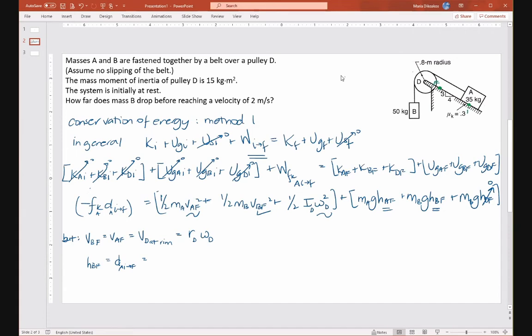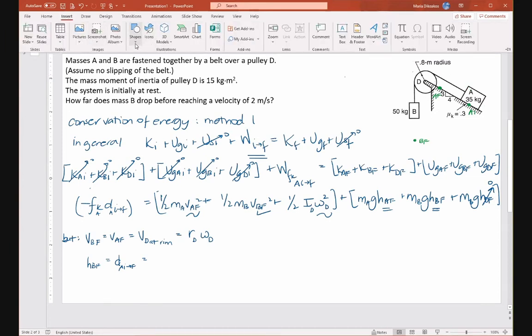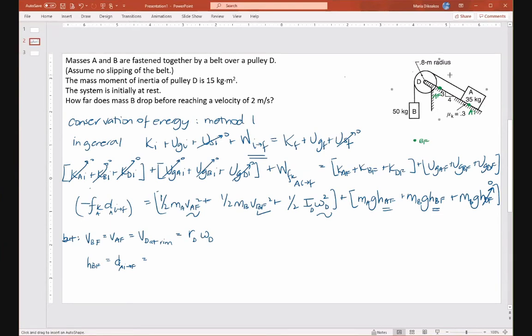So A would be here finally, and this would be the final position for B. So actually, I'll do that. I'll call it AF and A initial. So this is AF. This is A initial. This is the distance D traveled. I'll do this instead. So this is the distance D traveled.